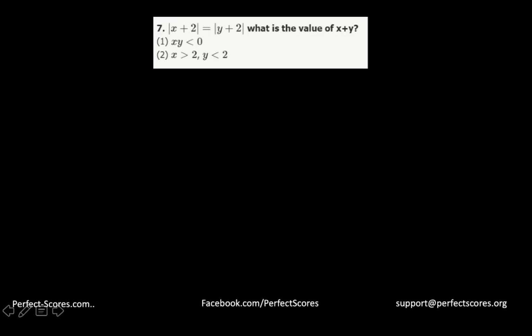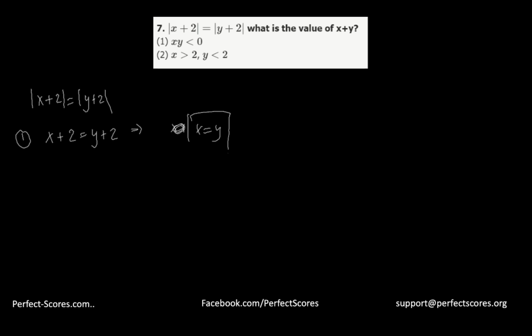So this question here says absolute of x plus 2 is equal to absolute of y plus 2. Now before even moving on, let's try to solve what does this say. There are 4 possibilities that can come out of it, right? So I'm gonna write all of them. One thing is that x plus 2 will be equal to y plus 2, right? In that case, x would be equal to y. So that's one possibility, right?